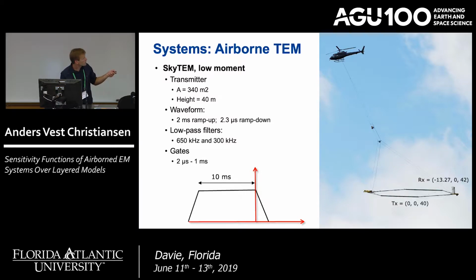Flying altitudes I've set at 40 meters. Waveform, fairly quick ramp down, as quick as it can get, I guess, just to have a sort of an end member situation here. Low pass filters and gates distributed from very early on, just after the turn off, and up until about 1 millisecond. You can see the geometry over here, 40 meter altitude, receiver 2 meters above, 13 meters behind, so that's actually the system that's going to be modeled.